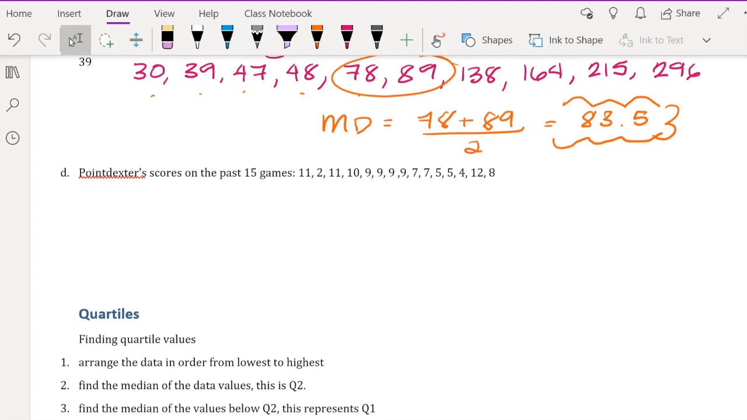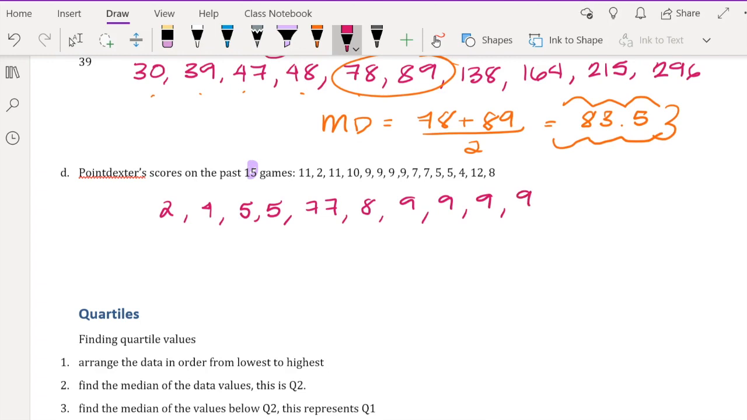Last one. So the data is still not in order, and we have an odd number of data points. So 2, 4, 2 5s, 2 7s, 8, 4 9s. Oops, that does not look good. 9, 9, 9, and 10. 11, 11, and I think that's the end. Oh no, I have a 12 over here.